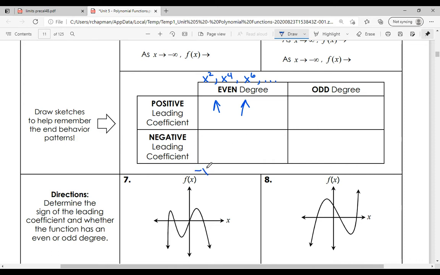If you have negative x squared, negative x to the fourth, negative x to the sixth, so on and so forth, negative x to the 10th. It could be negative 5x to the 10th. If the number in front is negative, that number can be anything, but if it's negative, both ends will go down every single time.